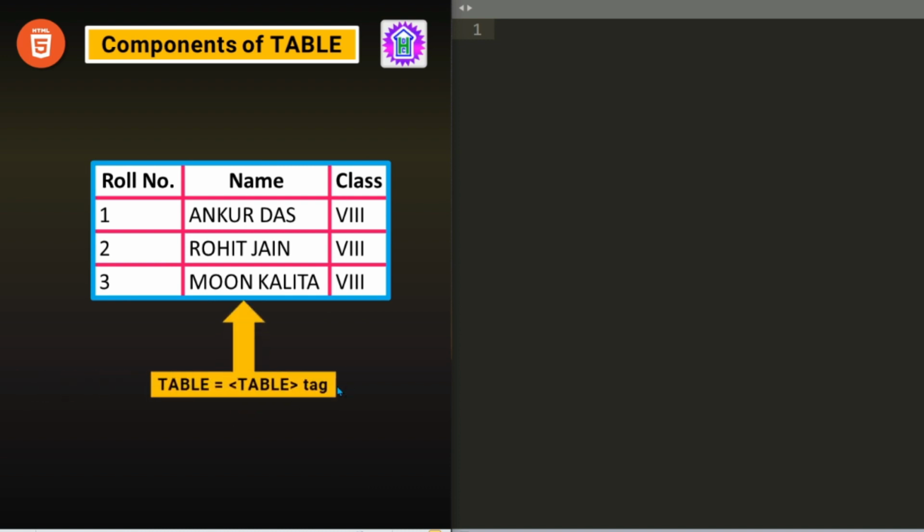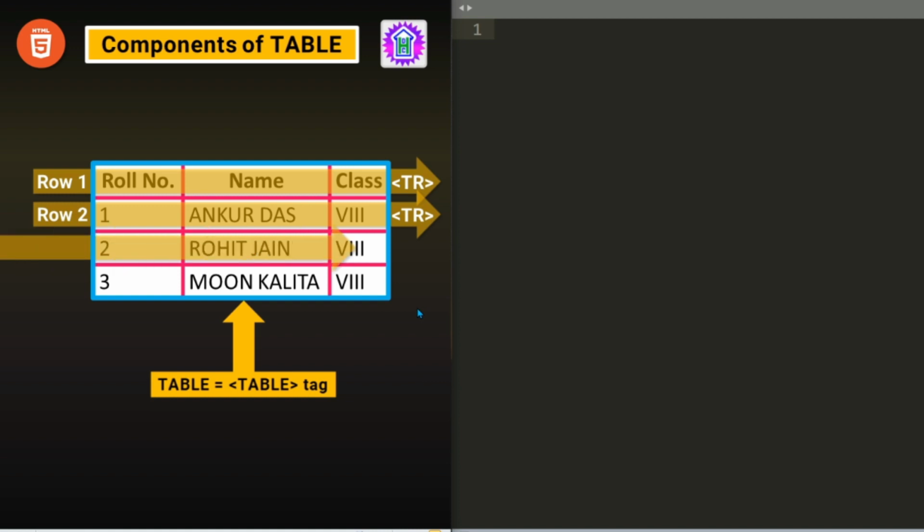For creating a table in HTML, we use the table tag. This horizontal line is row 1. It is created using the tr tag. The second horizontal line is also a row, also created using the tr tag. Similarly, this is the third row, created using the tr tag, followed by the fourth row, also created using the tr tag. So the tr tag stands for table row. It is used to create a row in a table.